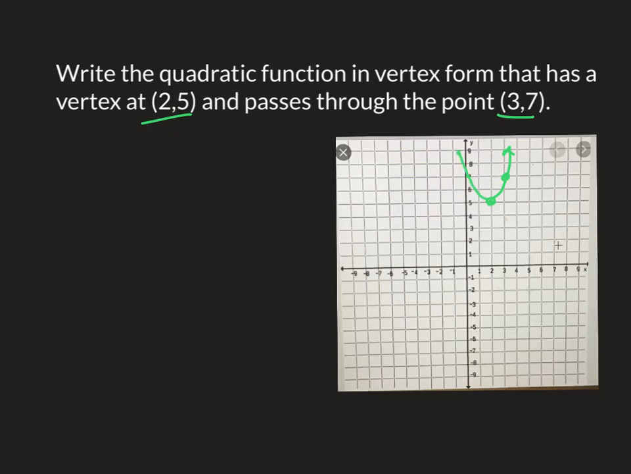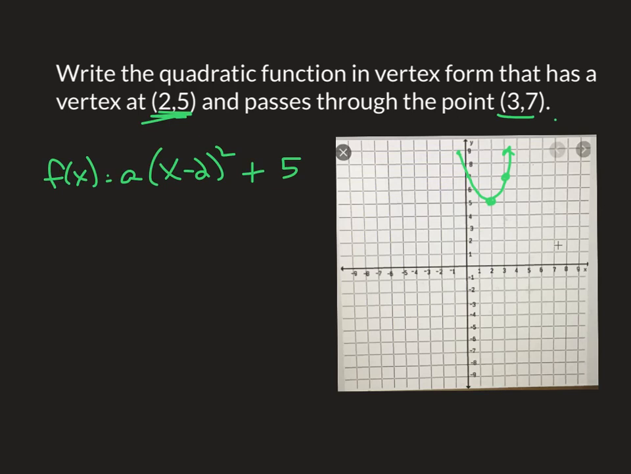So I'm going to go f of x, always. The a goes in the front, always. The good news is they told me the vertex is (2, 5). So I'm going to put the opposite inside, exactly outside. So I've got most of it. All I need to find is the a. That's all I need to find.